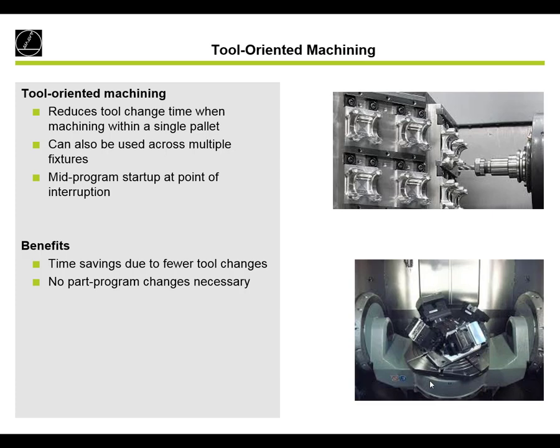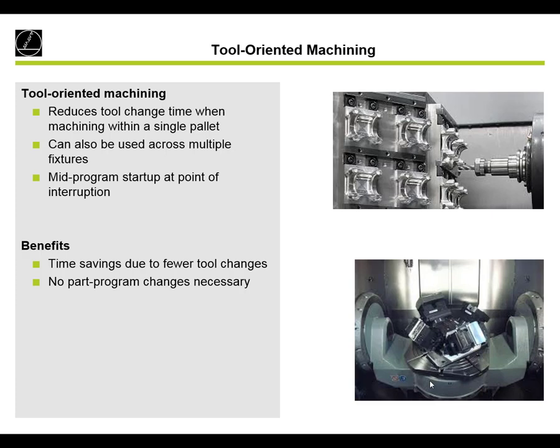Also a good function to get a better machining time is the tool orientated machining. So if I have the same workpiece in the machine and I want to do the same workpiece on different machining positions on different presets, then I can just connect them with tool orientated machining. The benefit is here that I can save a lot of tool changes because of the connection of the tool orientated machining.